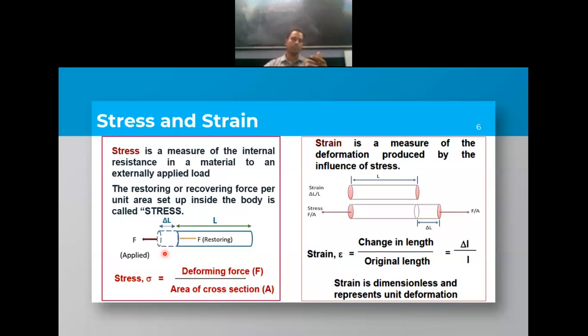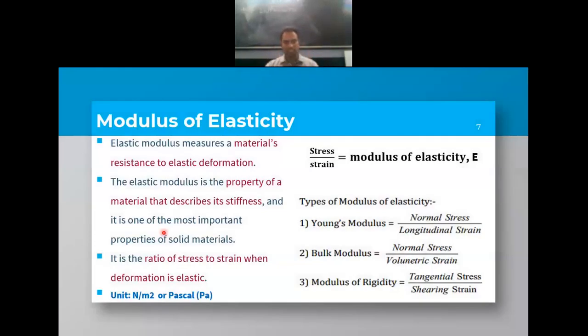So what is actually strain? It is a measure of change in length to the original length. When you apply a force, how much it is getting elongated, and when you leave the force, what is the original length? So strain is nothing but the measure of change in length per original length. So what is elasticity in that sense? It is the ratio of stress by strain.